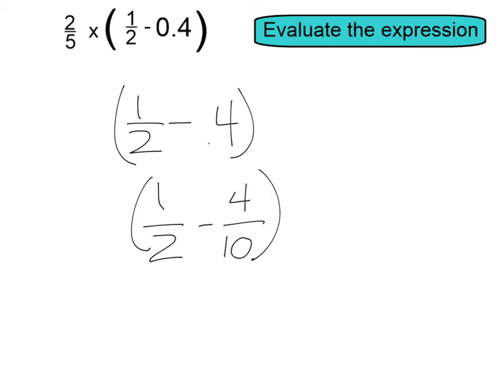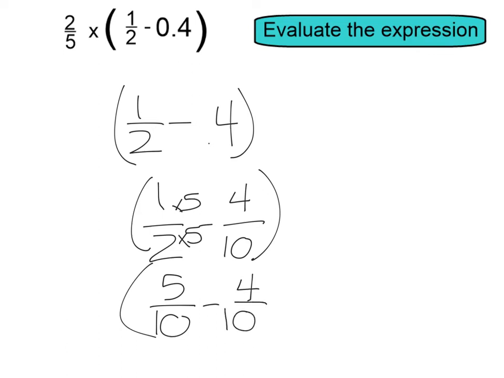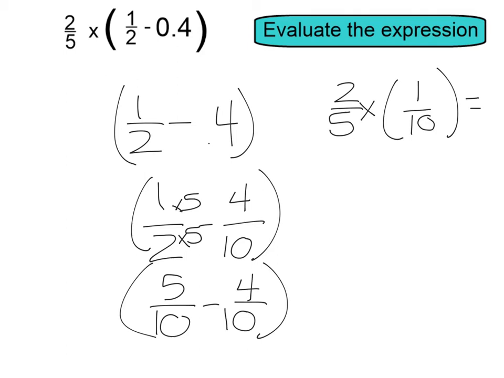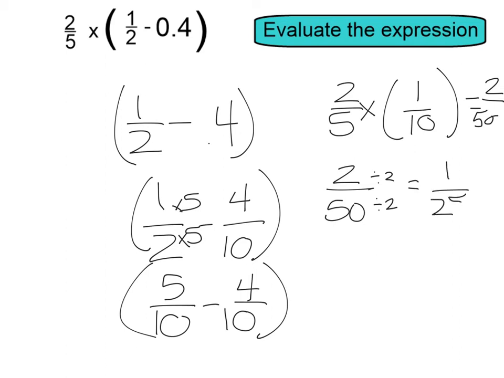So now I need to find equivalent fractions. So I need to multiply by 5/5 to get 5/10. And now I can take away 4/10. 5/10 minus 4/10 is 1/10. That's the answer to what was within the parentheses. Now I need to do 2/5 of that. So 2/5 times 1/10. 2 times 1 is 2. 5 times 10 is 50. So I have 2/50, and I can simplify by dividing by 2/2, and my answer is 1/25.